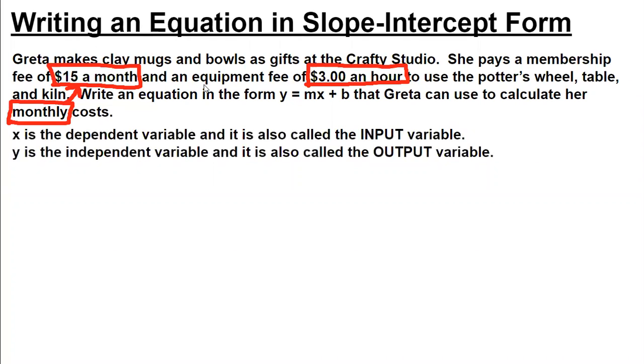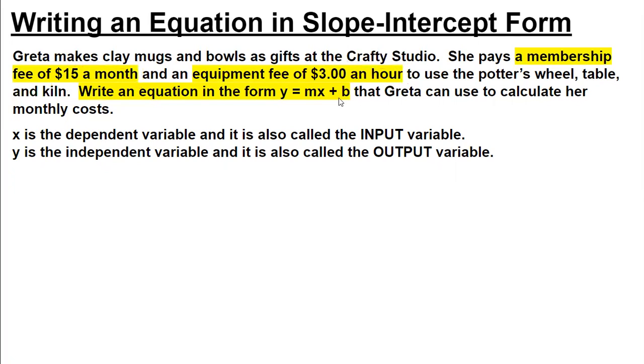So x is going to be our dependent variable always, and it's called the input variable. You probably haven't heard me use the word input yet. We're going to be getting into our function unit next. So then we're going to be talking more about inputs and outputs. So x is your input variable, and we've done that many times. We've input a number for x into an equation and solved for y. And y, as you know, is your independent variable, but it's also called your output variable. That's the answer you get when you plug in a number for x in an equation.